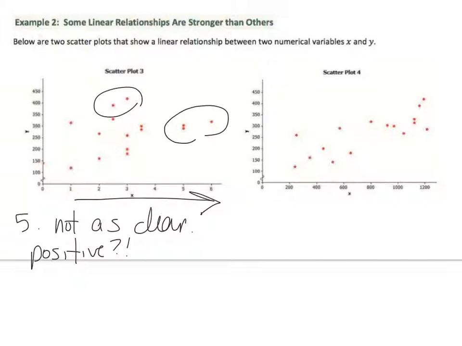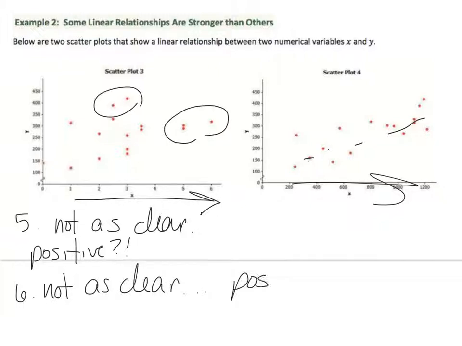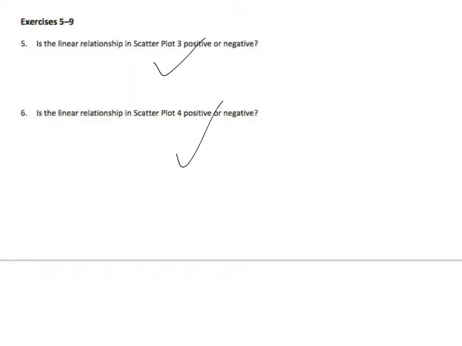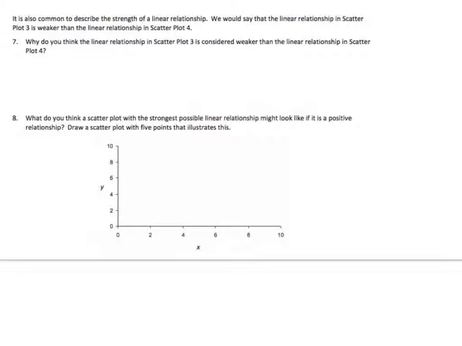How about 4? As x goes, what does y do? I mean, that one looks like it could be positive too. So that's also not as clear. It could be positive. Check, check. It is also common to describe the strength of a linear relationship. We would say that the linear relationship in scatterplot 3 is weaker than the linear relationship in scatterplot 4. Why do you think a linear relationship in scatterplot 3 is considered weaker than the linear relationship in scatterplot 4?